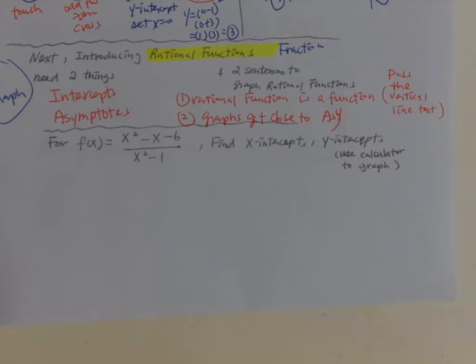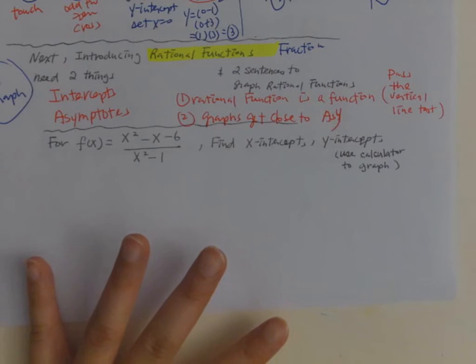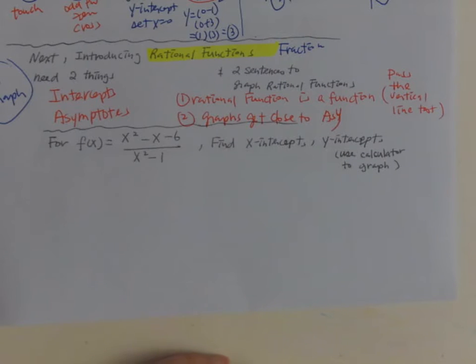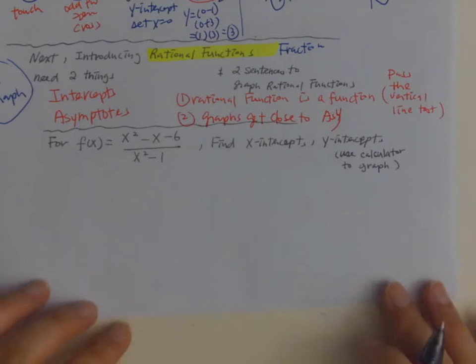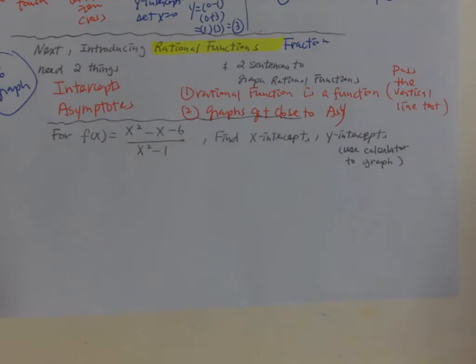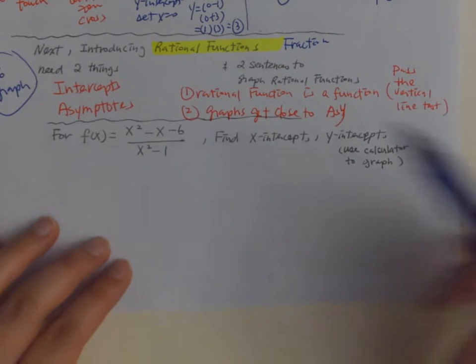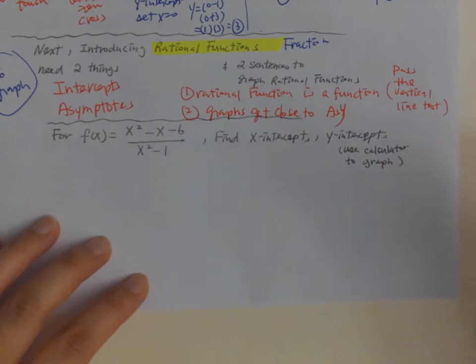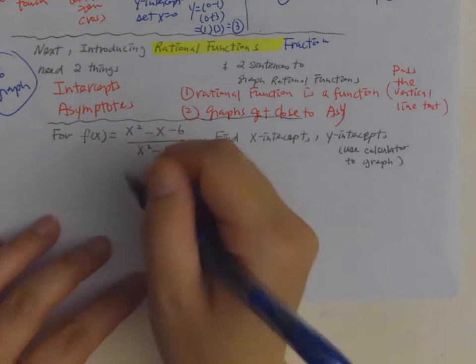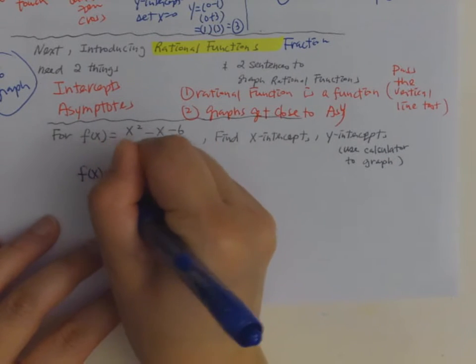So the next one, we're going to do the x and y intercepts first, and then we can use a graphing calculator to graph it, because this class allows you to do that. One of the things you have to be careful about is if you see something like that, make sure you factor the top and factor the bottom, and hopefully you're still pretty good with factoring.